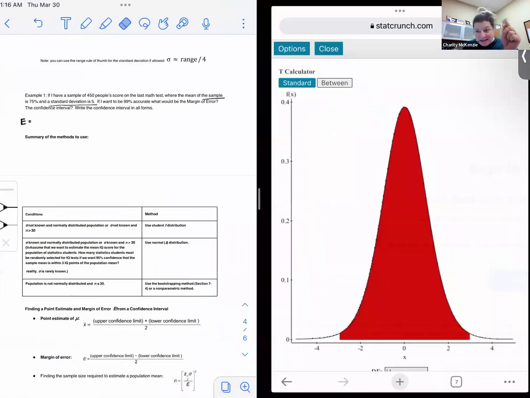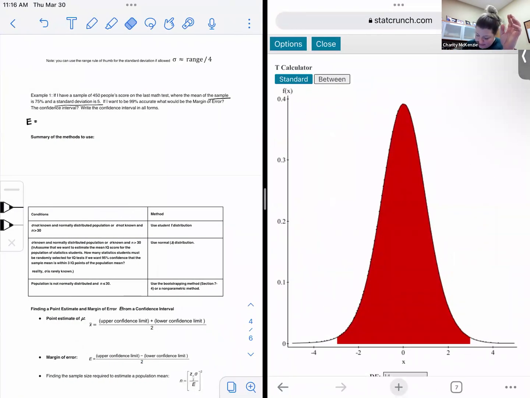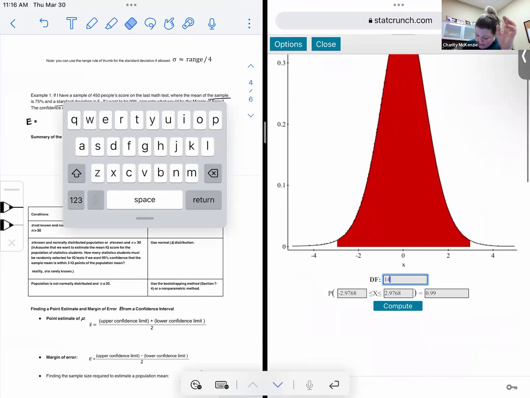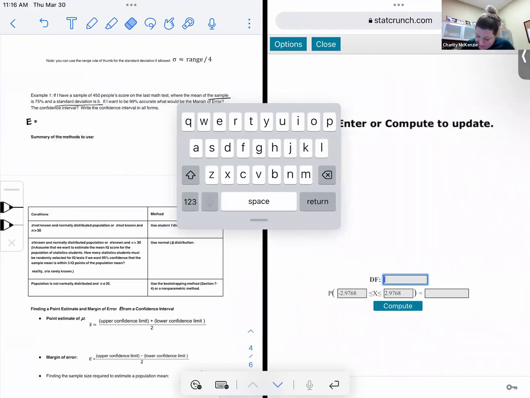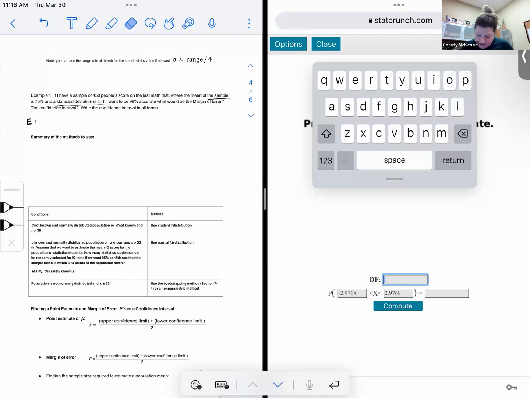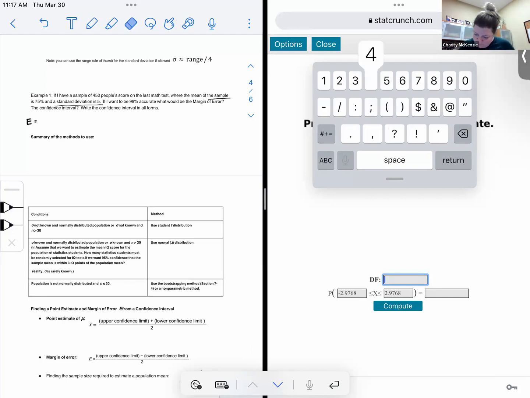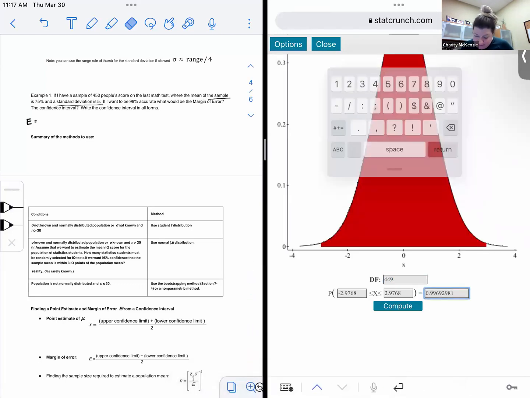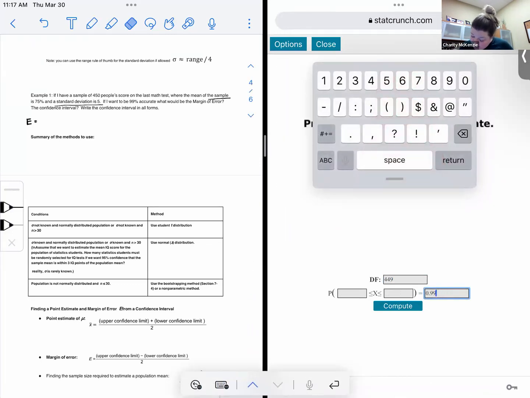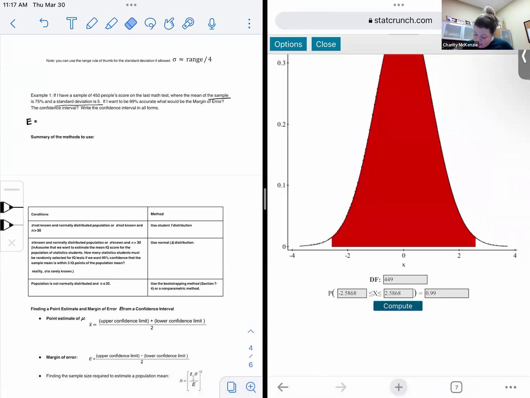So I'm going to go back to StatCrunch and open this up. We're still in the between, but our degrees of freedom on this problem was big. 450 is our n, so we'd use 449. Enter that, and then we want to be 99% accurate, compute, and I get 2.59.